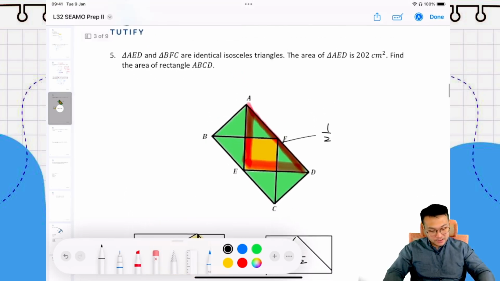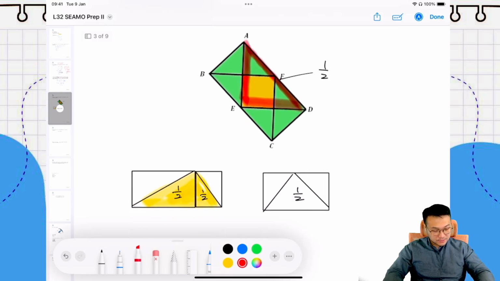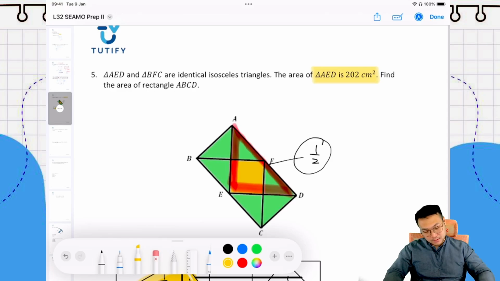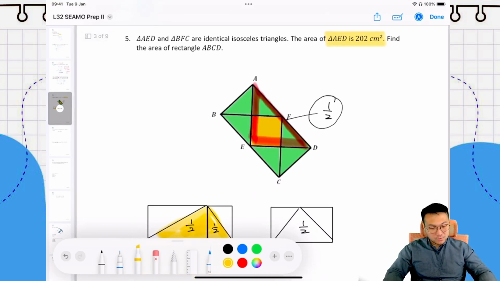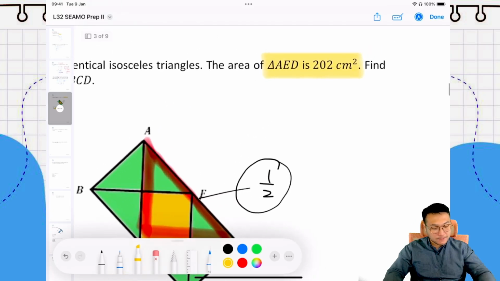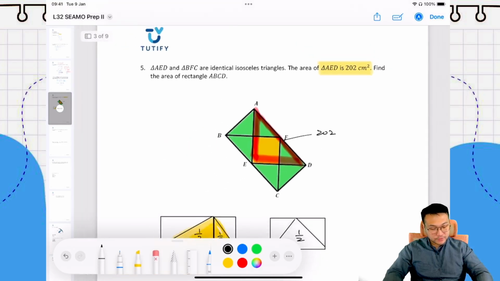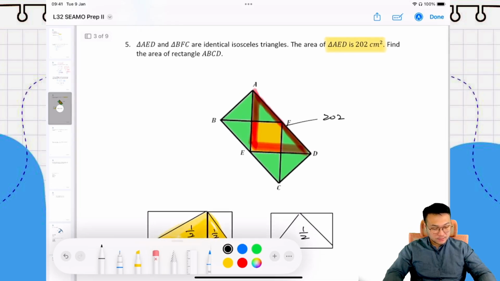What is the area of the 1 triangle? Hold it, hold it. This triangle is half of the rectangle, yeah? What is the area of the triangle? Whoa, whoa, what is AED? 202. Uh-huh. So the area of the rectangle is? Oh wait, 404. There you go.